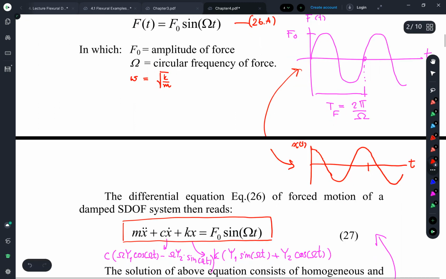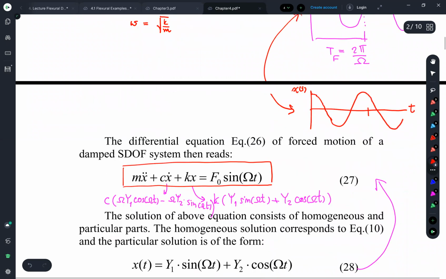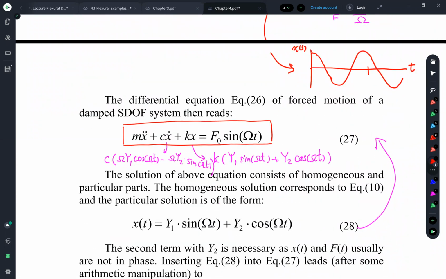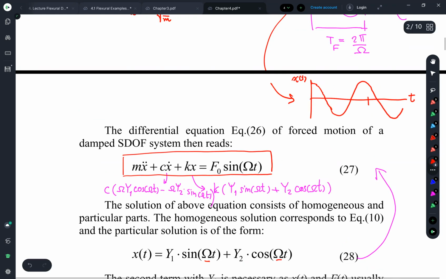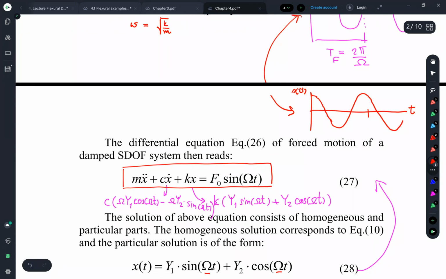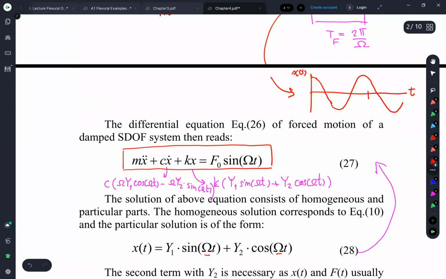That's why the form of the solution x is in equation 28. You see in this term, we cannot assume that x is a pure sine function or pure cosine function, but a combination of them.